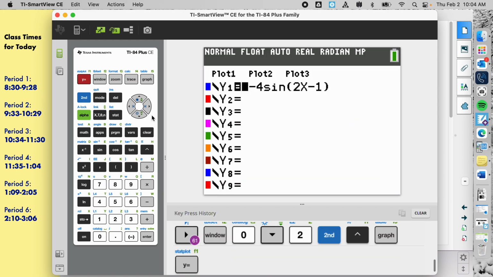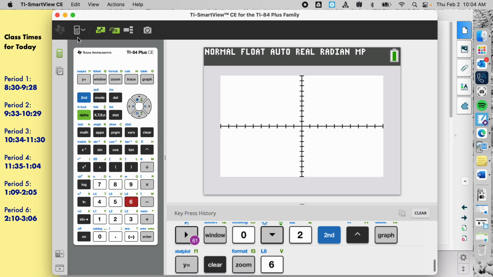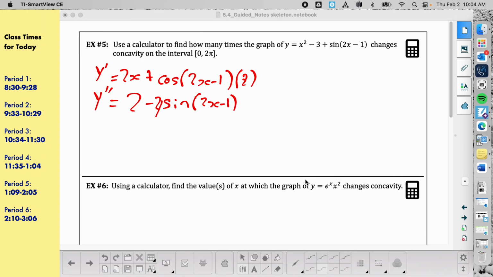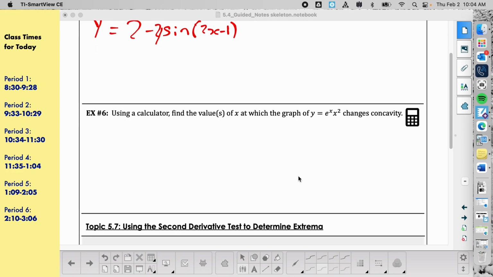Okay, let's go to problem number 2. We should be better at this now. I tried taking a long time on the first one for that reason. Okay, using a calculator, find the values of x at which the graph of y equals e to the x squared changes concavity. Who did I call on first again? James, yeah. So you said find the second derivative. Okay, we can do that manually.